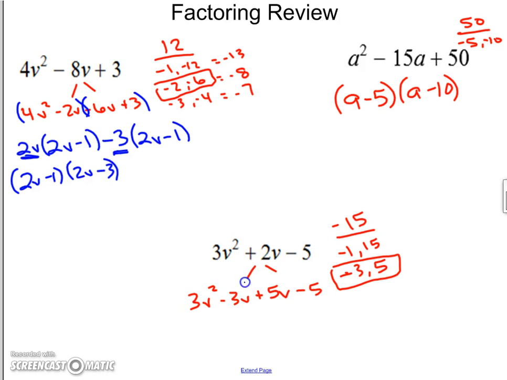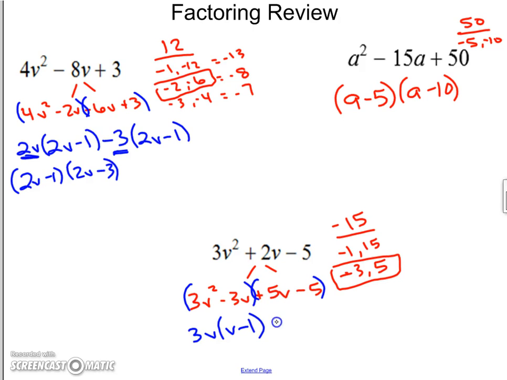I then go through and I group them. And I look, what can I pull out of a 3v squared minus 3v? I can take out a 3, and they both have a v, so I can take out a 3v. 3v squared divided by 3v is just v. I'm just going to write v. Negative 3 divided by 3 is a negative 1. I've divided that v out, so I'm left with negative 1.